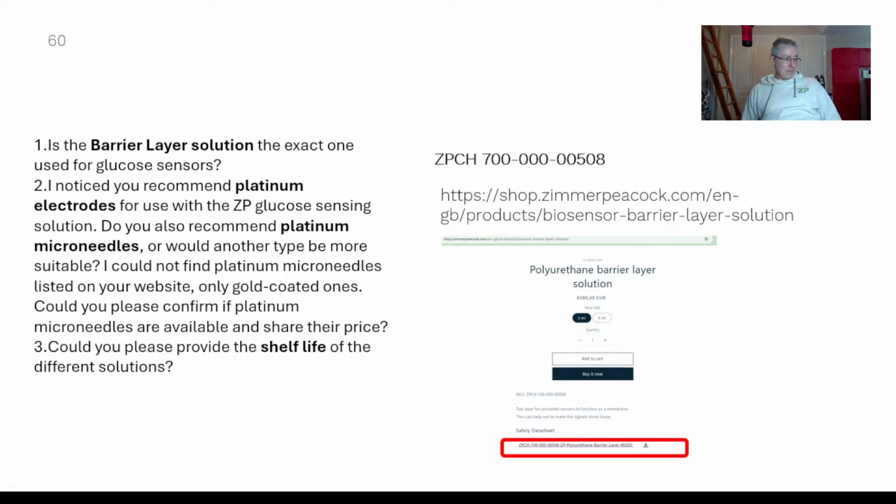So this is not an official statement from ZP, but we do use it for years, but we do keep it in a cool, dark cupboard. I didn't say fridge, I did say cool, dark cupboard in an air-conditioned, let's say, room, so that we're not getting extreme swings of temperature, but it does last for years.